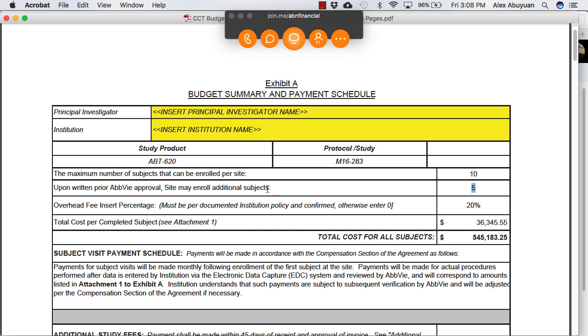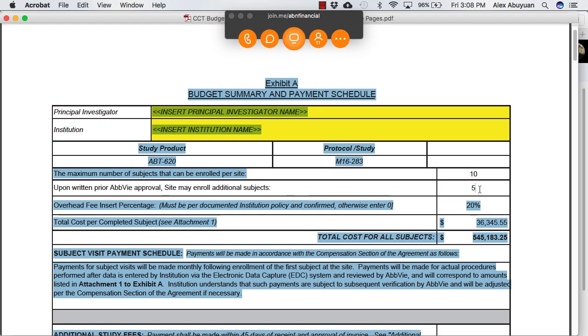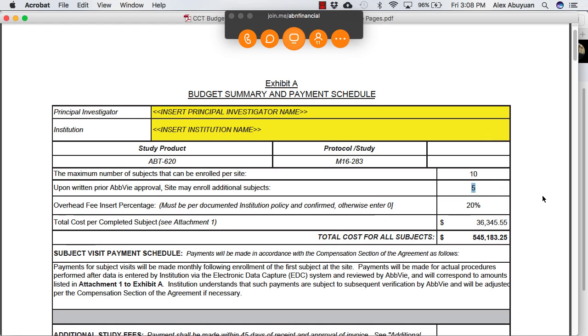So what happens is when they get to 10, they're a high enroller, and then they're going to come in and audit all their records or documents, make sure everything's according to standard, and then now they have the additional 5 that they can enroll. So when you get down to the overhead, that's basically just additional money that's added on. It covers the office overhead to run this trial. So that's a certain percentage, and then it comes out to the total cost per completed subject.